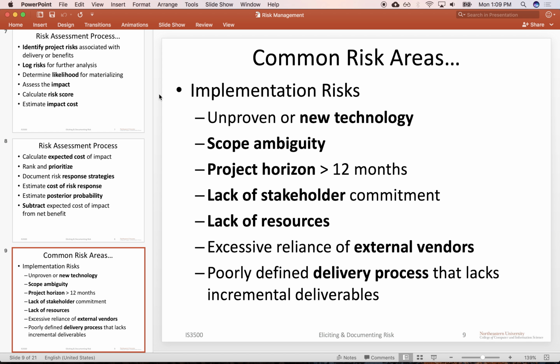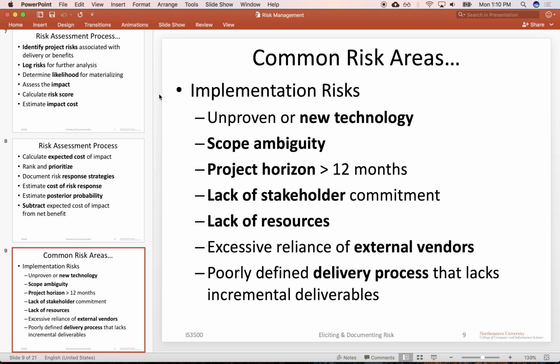Oftentimes we push technology that is unproven, that nobody actually has a system running in production using. Nevertheless, as geeks, we want to keep our skills sharp and we're always pushing for the latest and greatest, but perhaps it's not what we need for our particular solution. The scope might be ambiguous. The project horizon might be way out there, and there's no way to be certain of anything with such a far out project horizon.